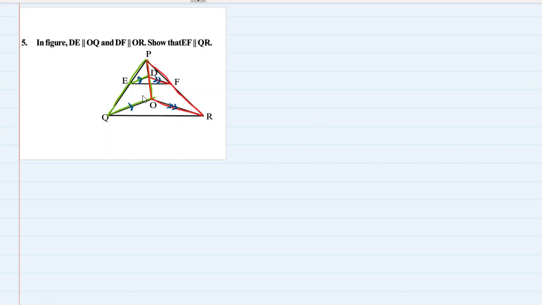Now, in both equations 1 and 2, you will find that PE upon EQ is equal to PD upon DO, and PD upon DO is equal to PF upon FR. So, from 1 and 2, you can say that PE upon EQ is equal to PF upon FR. So, by converse of basic proportionality theorem, EF is parallel to QR. From PE upon EQ equal to PF upon FR, you can consider the whole triangle PQR and say that EF is parallel to QR.